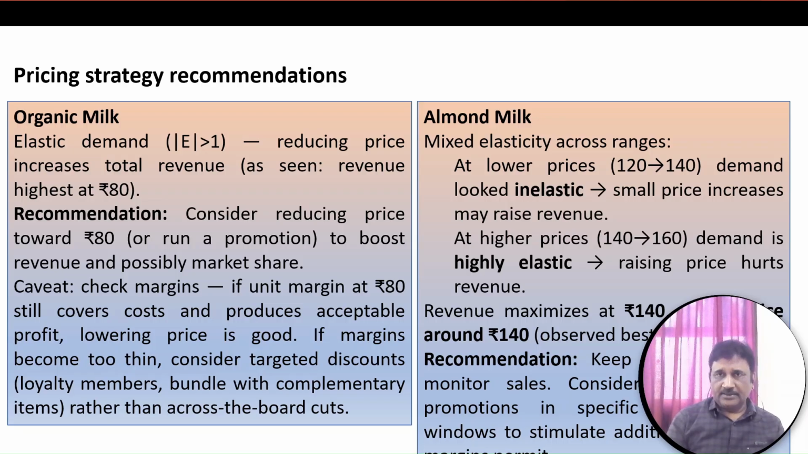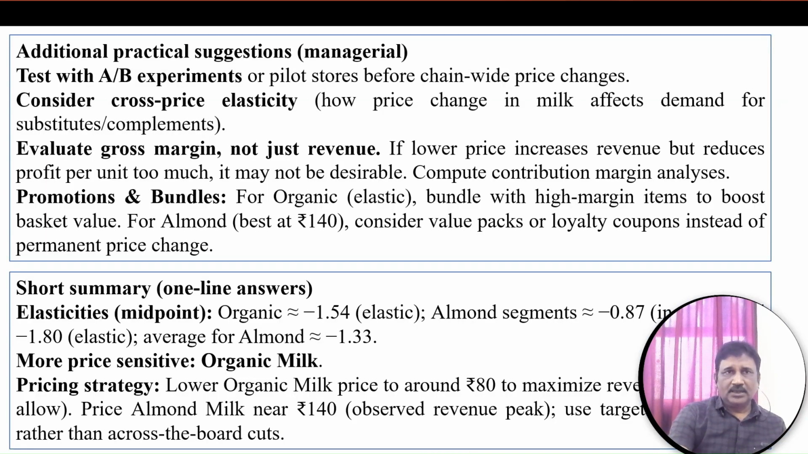That's right. Then revenue maximizes at rupees 140. So set the price around 140, as we have seen that it is absorbed best, sales revenue. A recommendation in this case is keep the price around rupees 140, monitor sales, consider targeted price promotions in specific segment, time window to stimulate additional volume if margins permit, right?